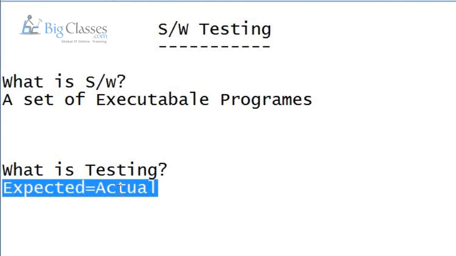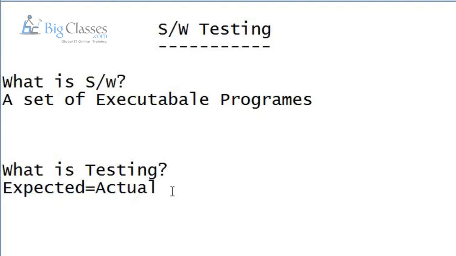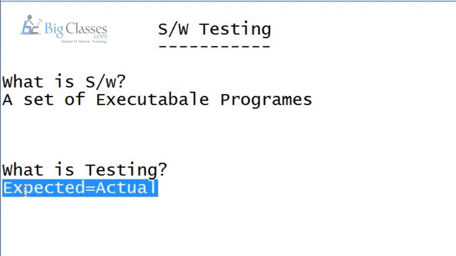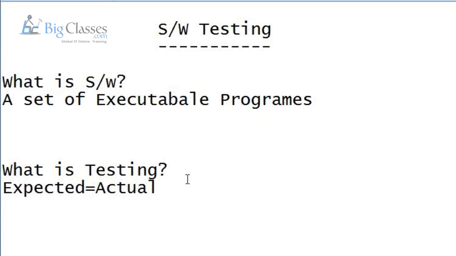Listen, guys. Not only in the IT industry, anywhere, before purchasing or using anything, we mostly compare whether our expectations are met or not. Whatever you are expecting is the expected value. Finally, the developed product is the actual value. Understand this? So simply, testing means the comparison between expected value and actual value. Okay guys? I hope you understood what software is and what testing is.